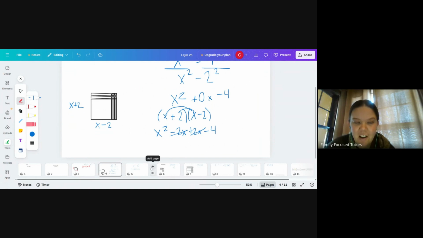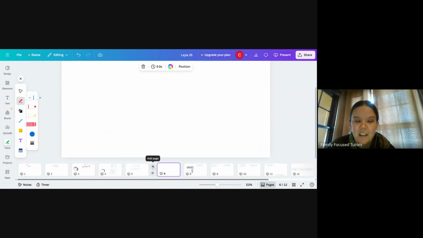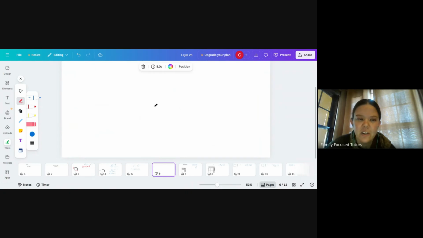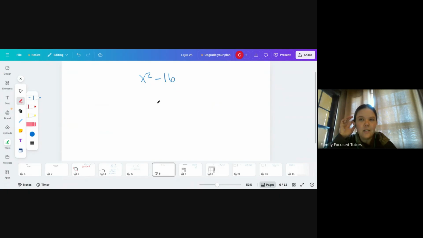Okay, so if I do x squared minus 16, 16 is a perfect square. How would I rewrite this in factored form?